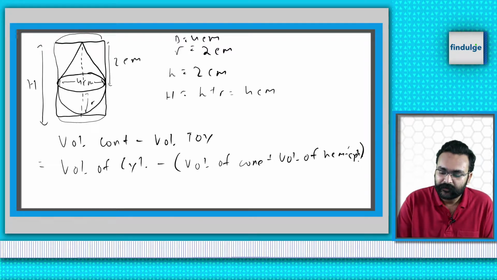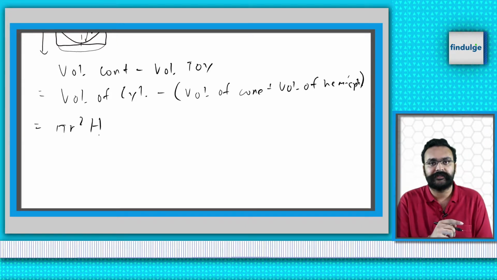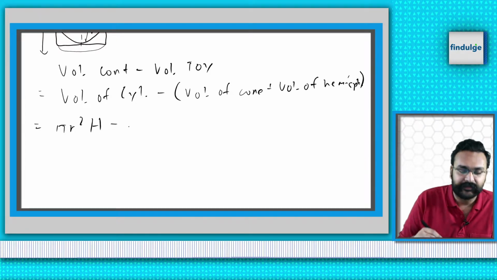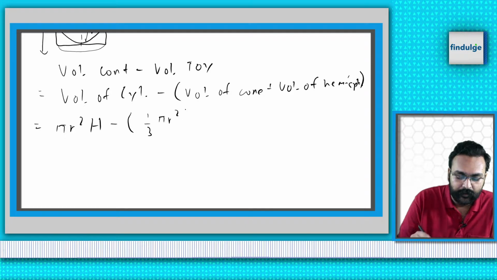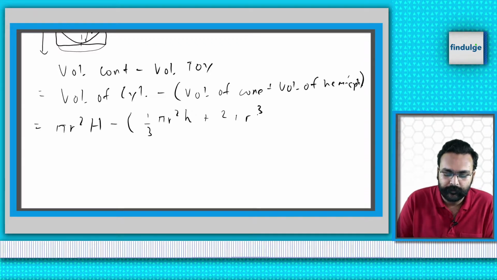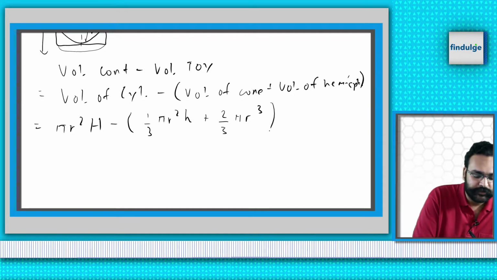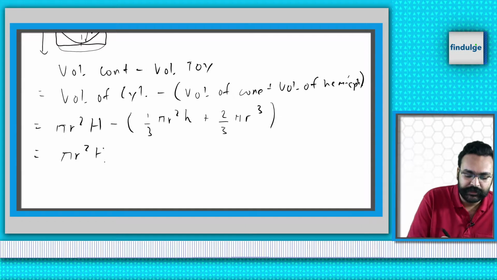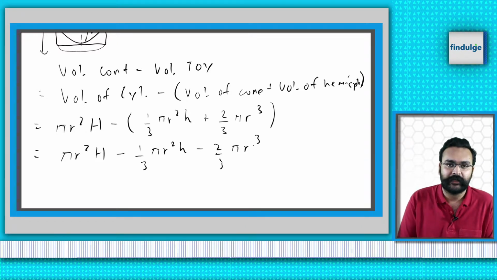And now let's plug in our formulas. We know that the volume of the cylinder is pi r square capital H, because in this case the heights are different, minus, in brackets, we have the volume of the cone, which we know is 1 by 3 pi r square lowercase h, the height of the cone, plus the volume of the hemisphere, which we know is 2 by 3 pi r cubed. Upon opening the bracket with the minus sign, this will become pi r square capital H minus 1 by 3 pi r square lowercase h minus 2 by 3 pi r cubed. The minus sign goes inside.